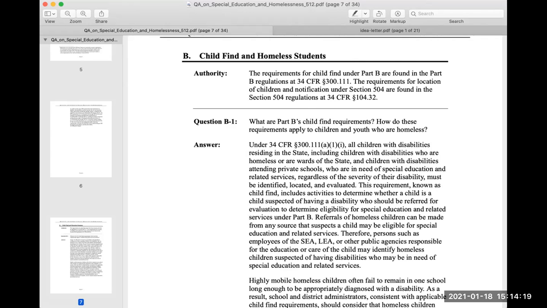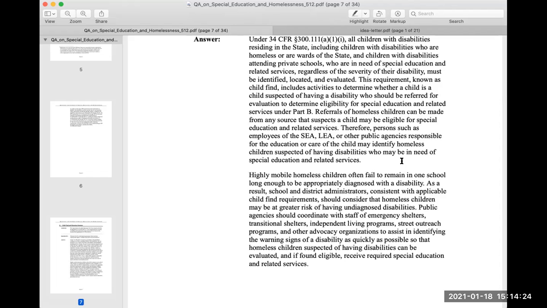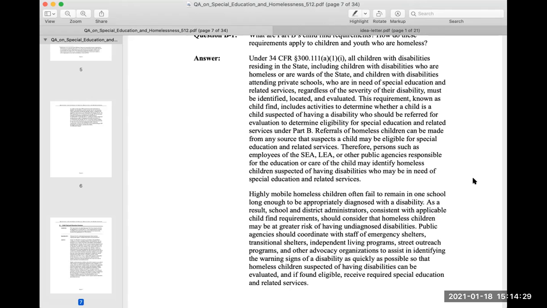This requirement, known as Child Find, includes activities to determine whether a child is a child suspected of having a disability who should be referred for evaluation to determine eligibility for special education and related services under Part B. Referrals of homeless children can be made from any source that suspects a child may be eligible for special education and related services. Therefore, persons such as employees of the LEA or other public agencies responsible for the education or care of the child may identify homeless children suspected of having disabilities who may be in need of special education and related services.